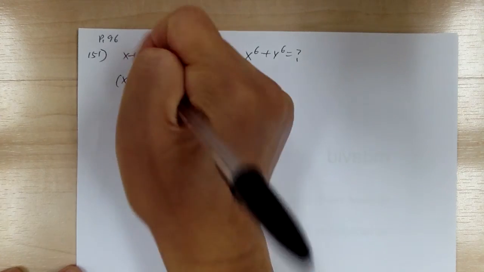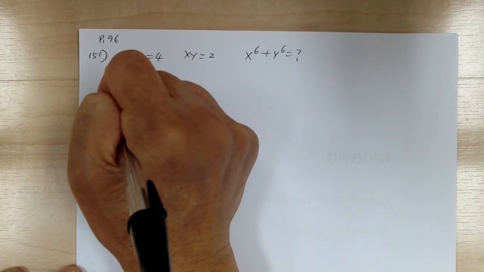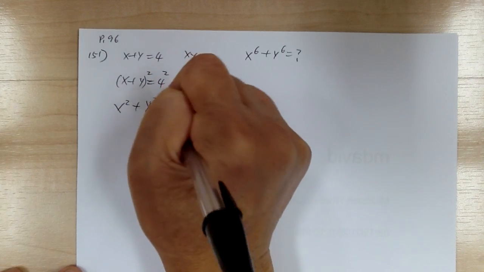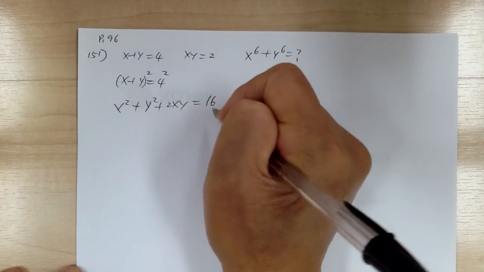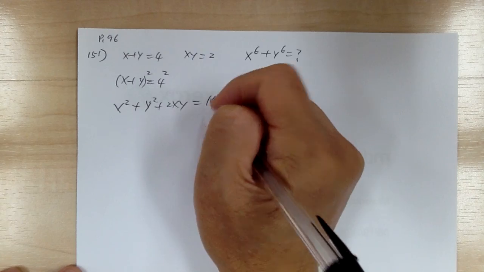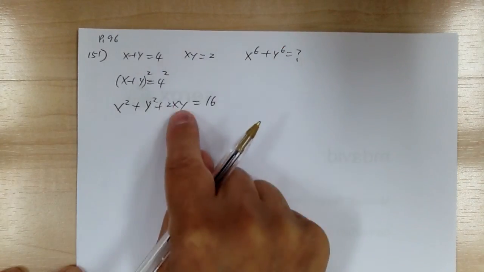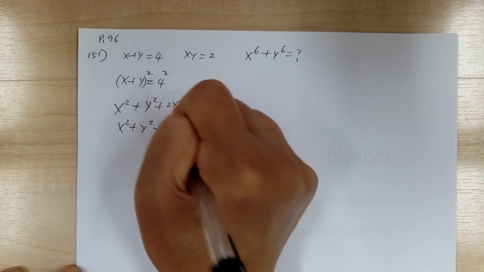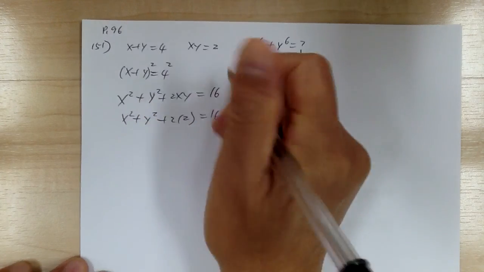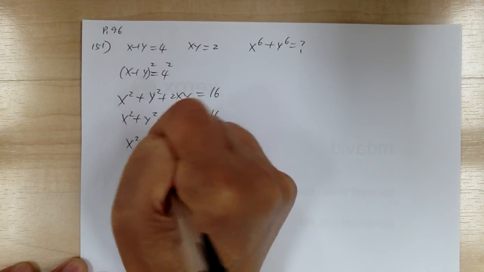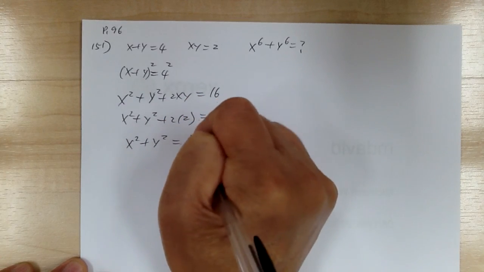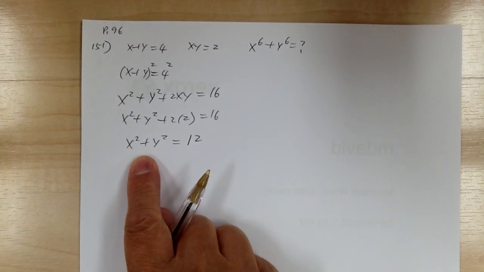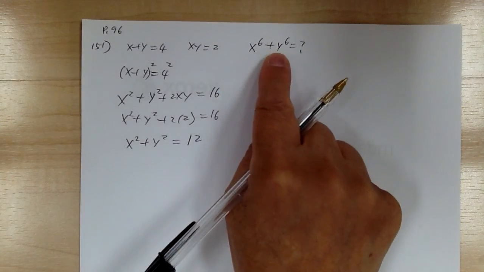Again, write it out first and you square. So you're going to get x squared plus y squared plus 2xy equals 16. And we know what xy is, so we can substitute. So x squared plus y squared plus 2 times 2 equals 16. So x squared plus y squared equals 12. Okay, so now we have a square. Now we can go and cube to get that.